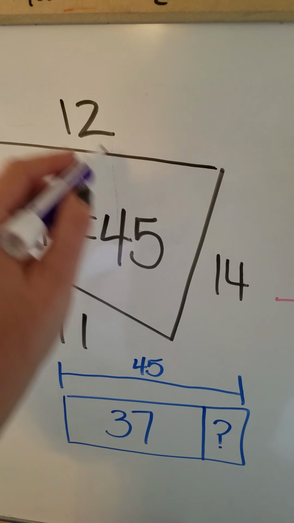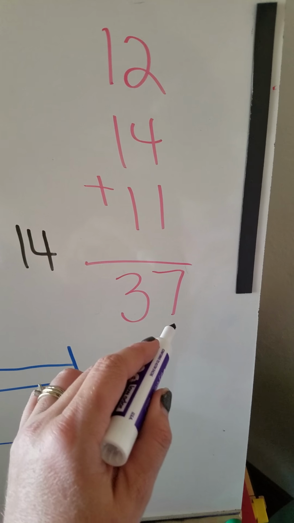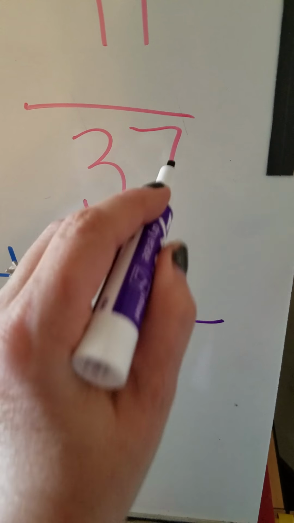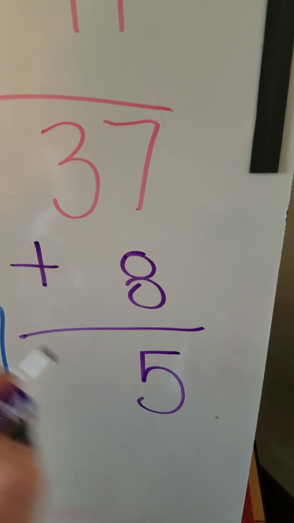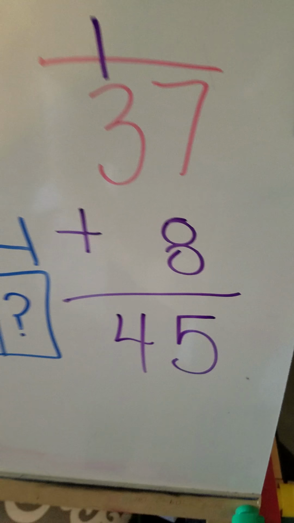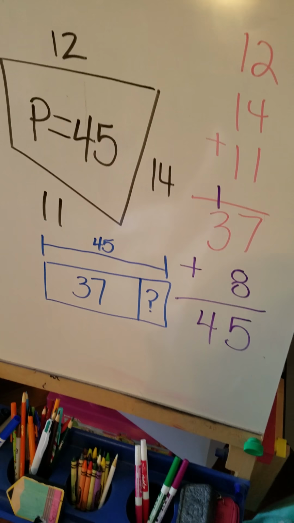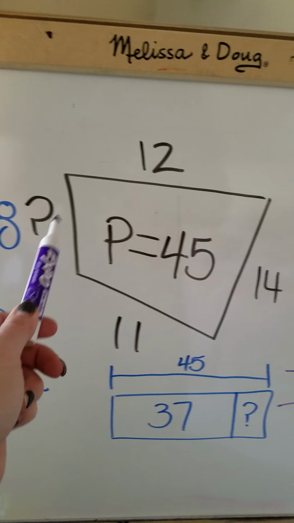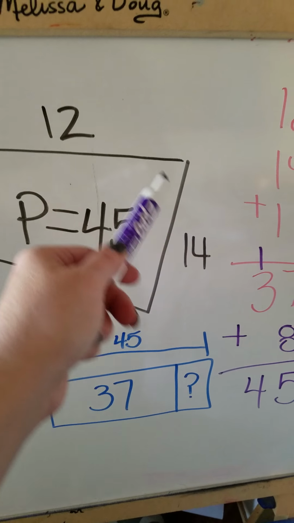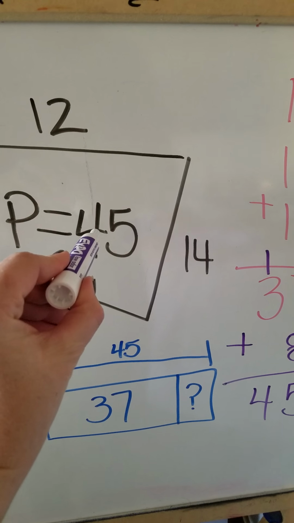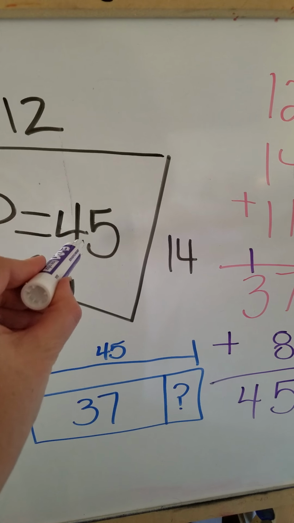We already knew 12 plus 14 plus 11 was 37. Let's add that other 8. 8 plus 7 is, of course, 15. Regroup. 1 plus 3 is 4. Yay! We got 45. So when we're finding a missing side length, use what you know, add the sides you have, and then subtract from what you're supposed to have, what your total should be for your perimeter.